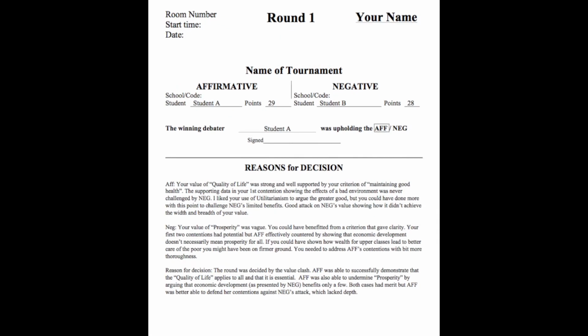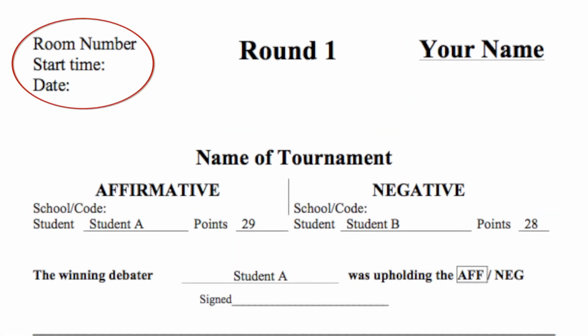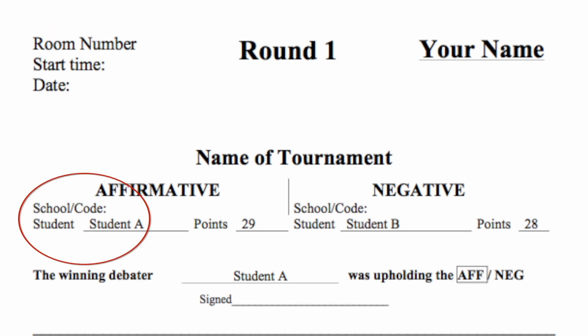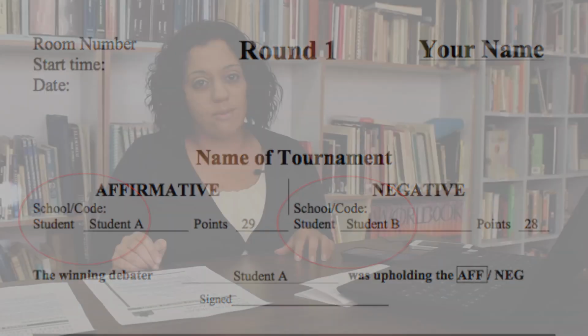So what should we look for on the ballot? Well, the first thing you'll see on the ballot is your room number and your start time. Just make sure you're in the right place. Next, you'll see a student code or a student name. At times, you may have to fill these in if there are changes. And please double check in the round to make sure that the students who are standing in front of you are actually the students you're supposed to judge in the debate.